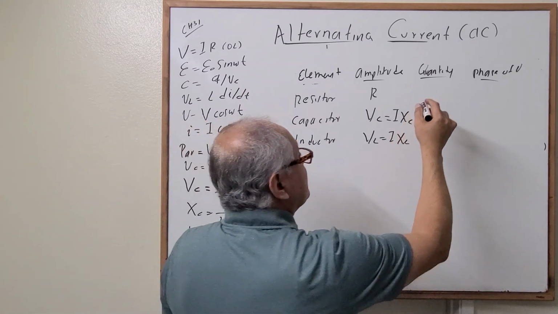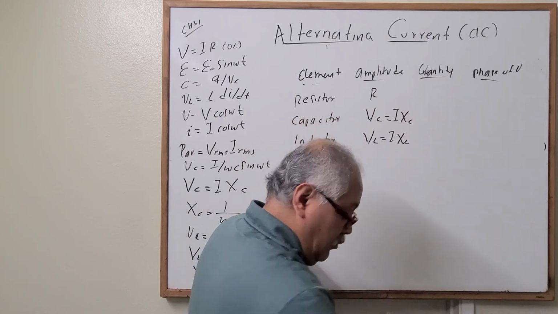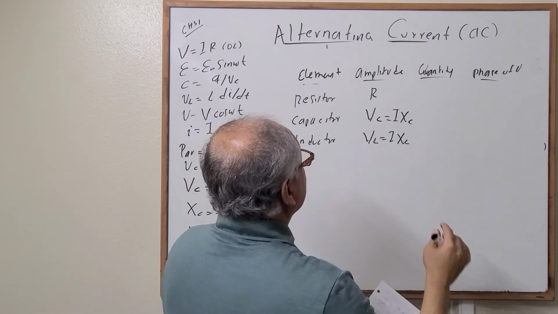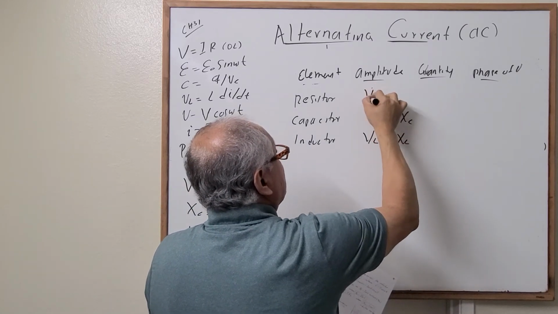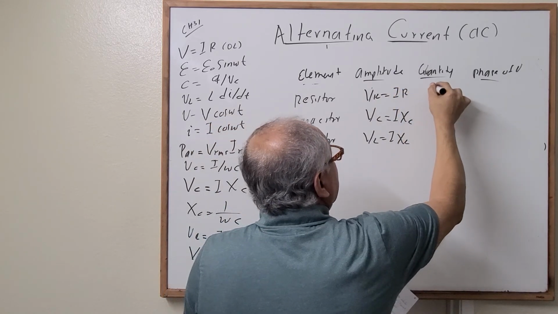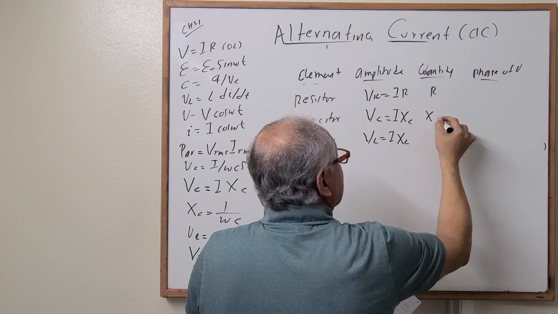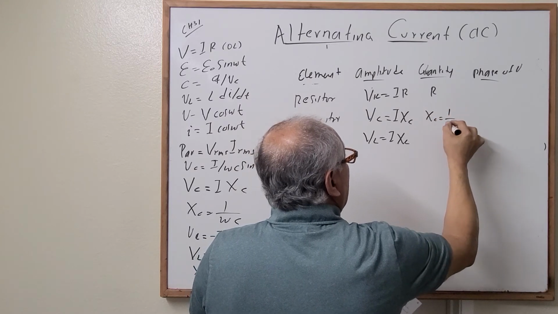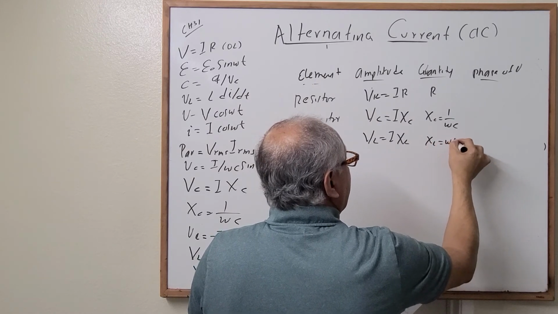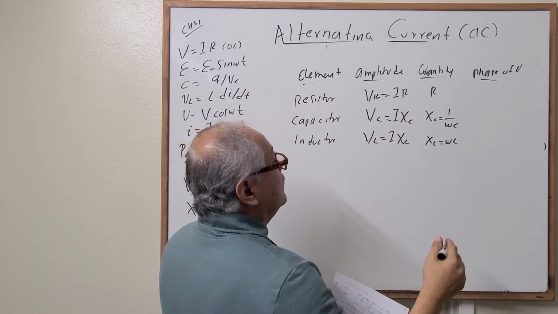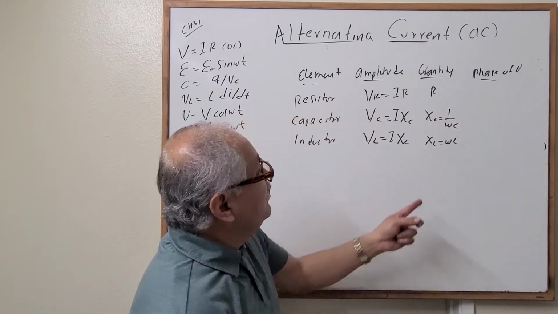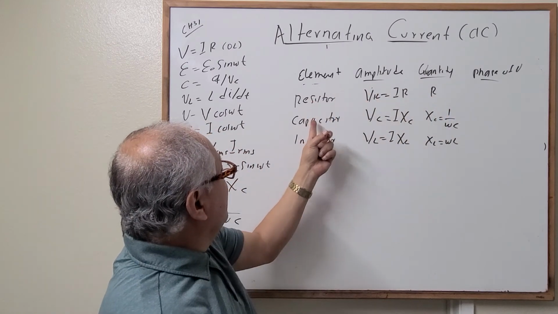Where these quantities: the voltage across the resistor is equal to current times resistance. The reactance of the capacitor is equal to 1 over omega C, and the reactance of the inductor is omega L. Okay, that is the relationship between voltage and current when we're dealing with a resistor, capacitor, and inductor.